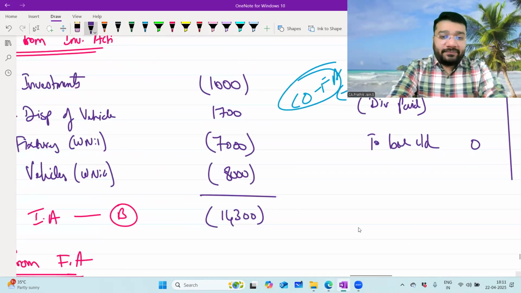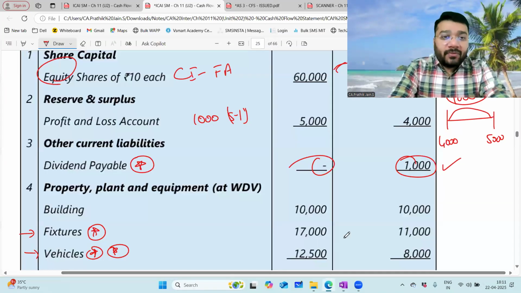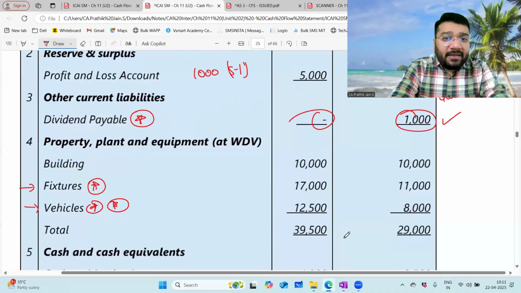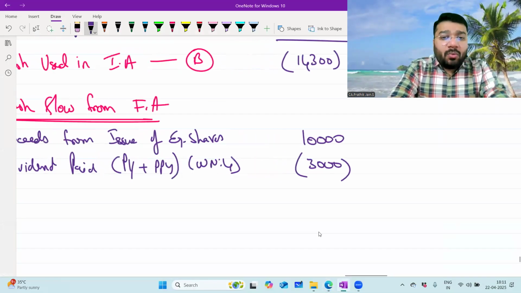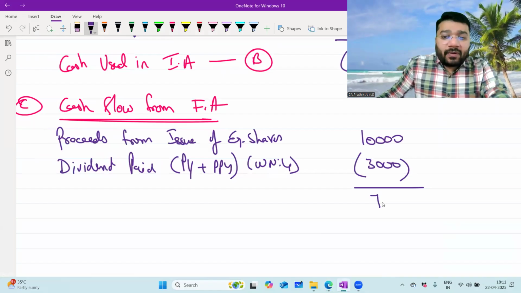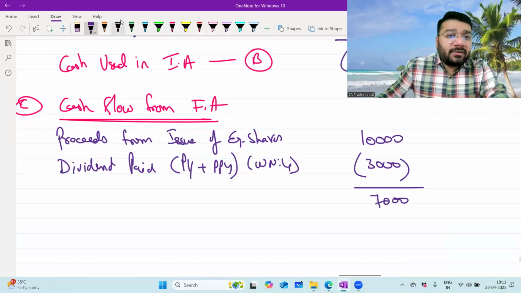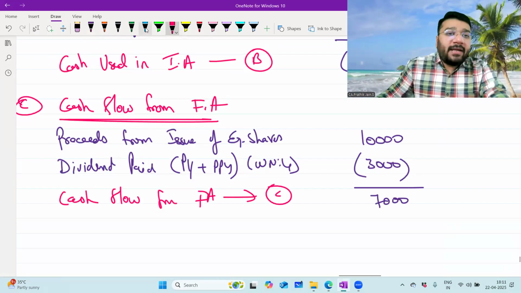Bracket. Cash outflow it is. Put in bracket. Very important. Now any other financing activity? Nothing. Wonderful. Now please tell me what is the cash flow used in financing activity? 7000 is positive. So it is cash flow from financing activity. This is C.